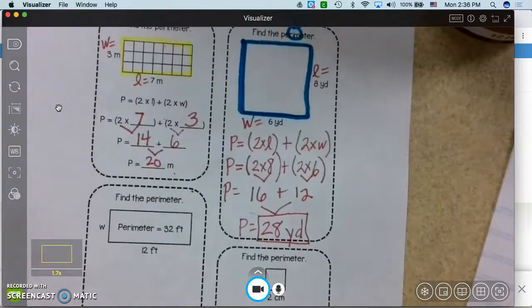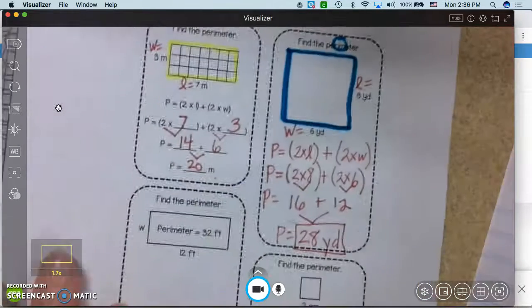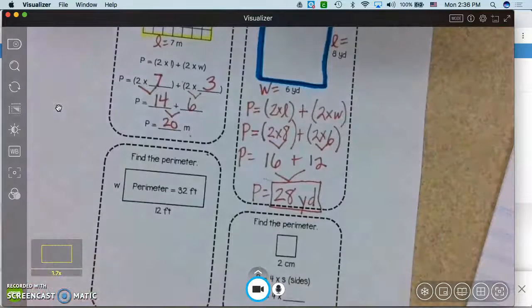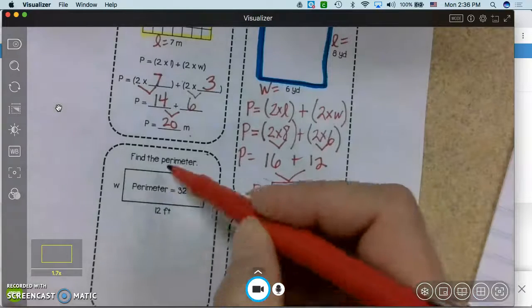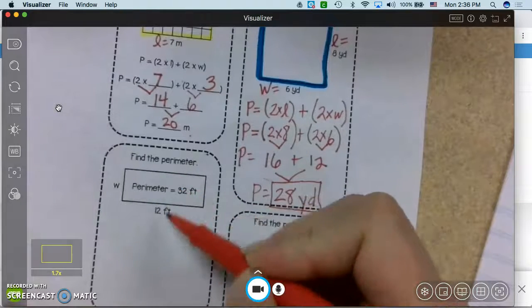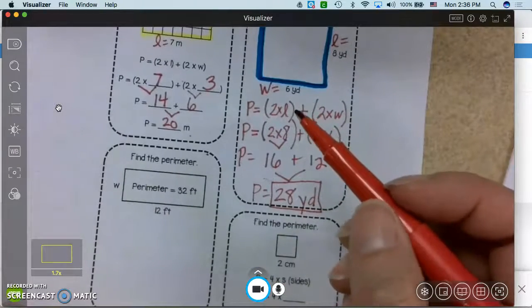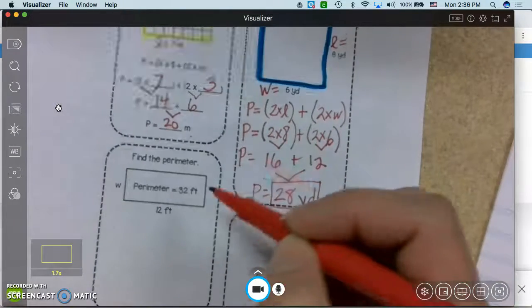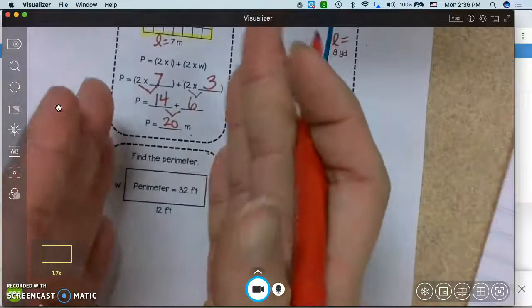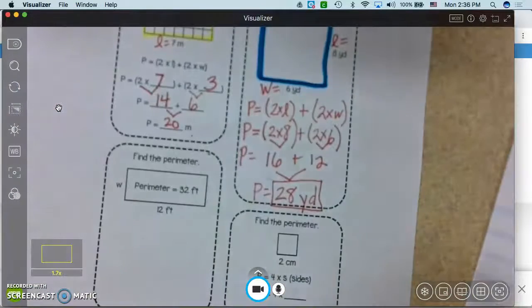Okay, the next one is going to make you think a little bit because it gives us different things on this one. Now, the directions say find the perimeter, but if I look inside of my shape, what shape is that? A rectangle. It's a rectangle because it's a 4-sided polygon with opposite sides. That means the top and the bottom are opposite. They're across from each other. They are congruent, which means they are the same length, and they are parallel, which means they never touch each other. They're always the same distance apart. And the left and right are also congruent and parallel.